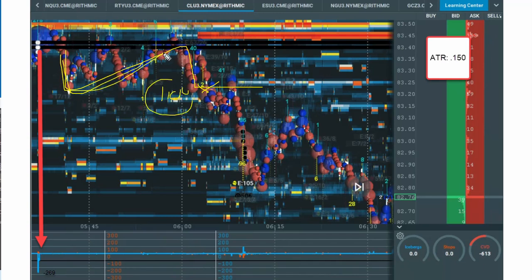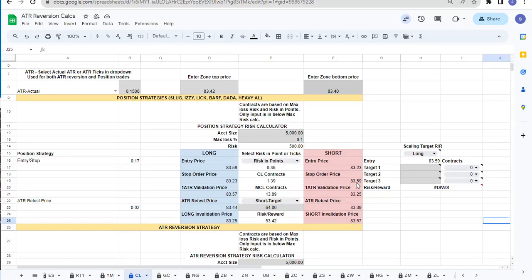There's your ATR to prove it bearish. Retest failure, you're in there at 23. Your stop goes an ATR plus 10% above the zone for your stop out, and that would be 59, right? So with the spreadsheet, you just plug everything in.